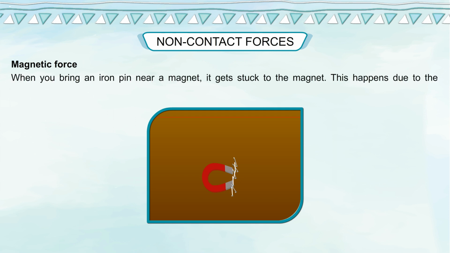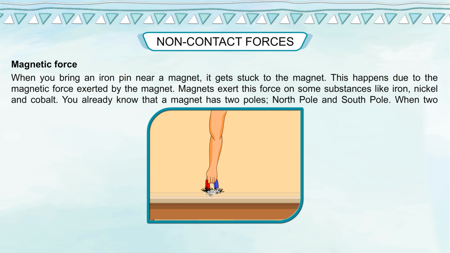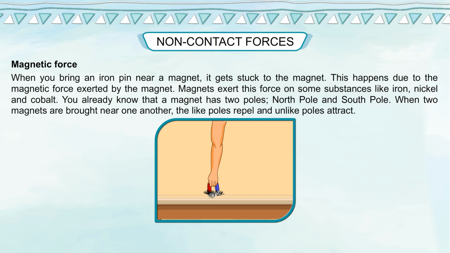Magnetic force. When you bring an iron pin near a magnet, it gets stuck to the magnet. This happens due to the magnetic force exerted by the magnet. Magnets exert this force on some substances like iron, nickel, and cobalt. You already know that a magnet has two poles, North Pole and South Pole. When two magnets are brought near one another, the like poles repel and unlike poles attract.